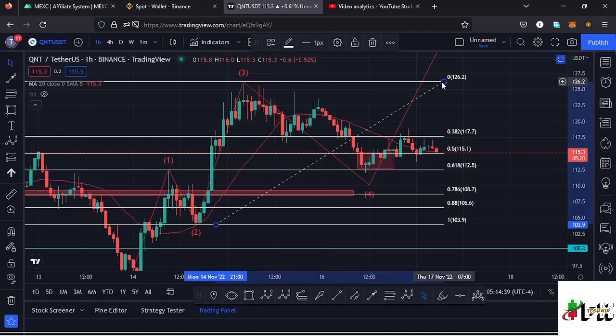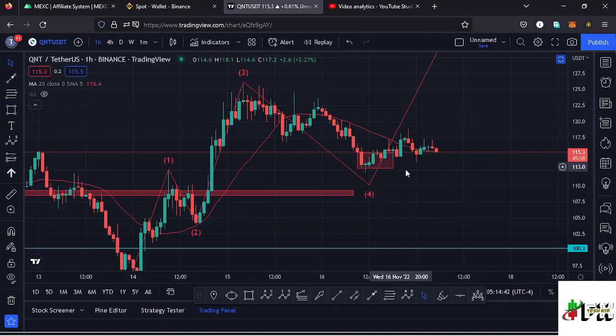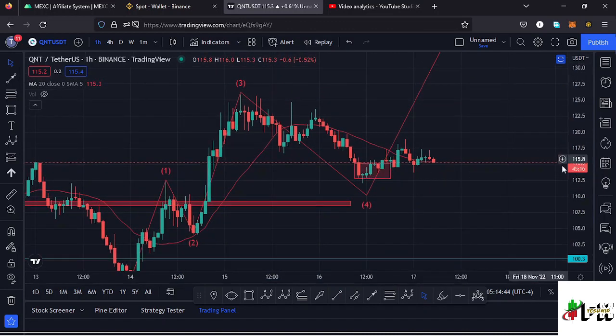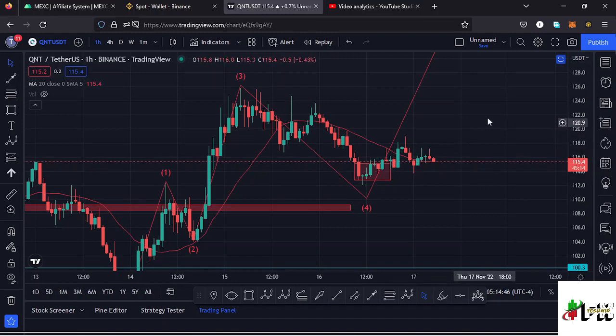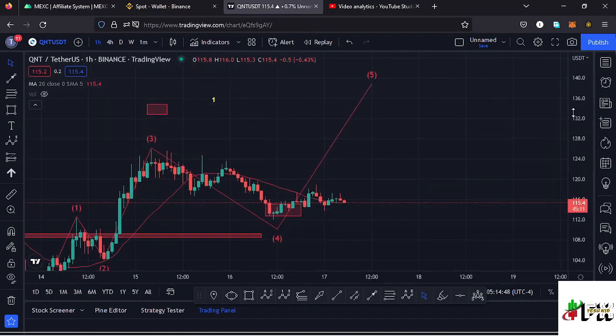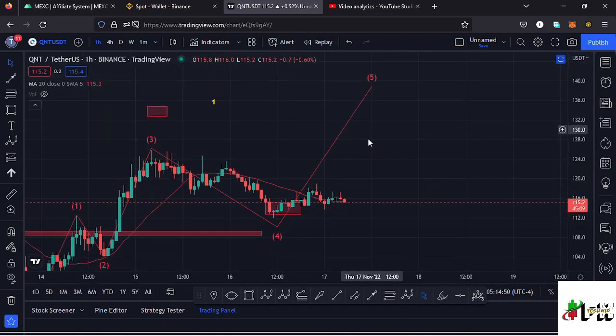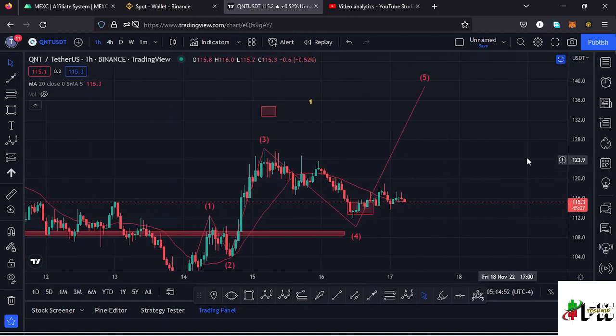And this is a target area that we have maximized, and there is a possibility that we might have started the formation of this impulsive movement to the upper side in the formation of this wave 5. That is the first possible scenario that can play out here on the Quant chart.